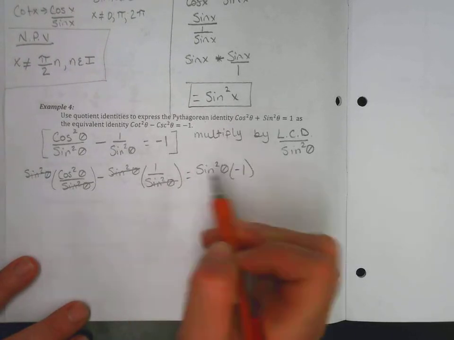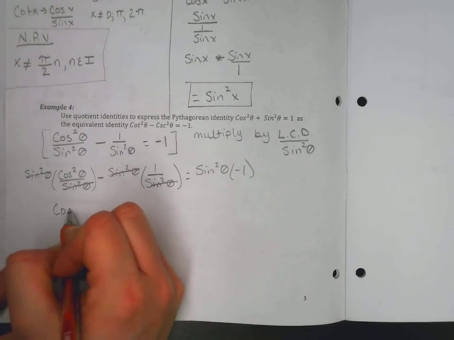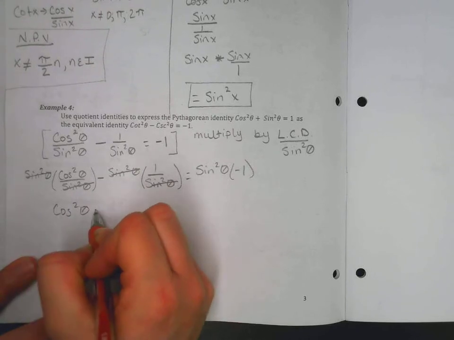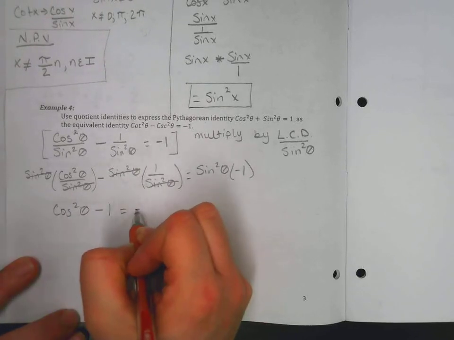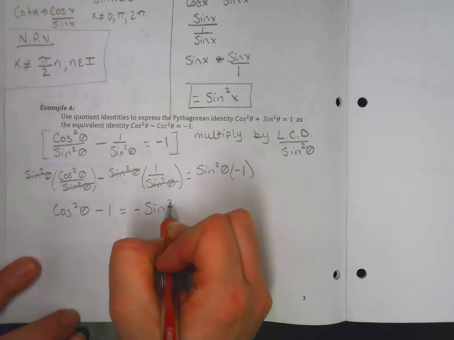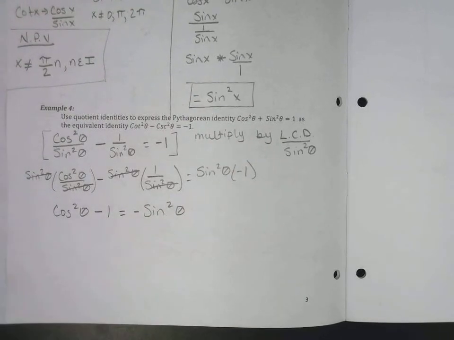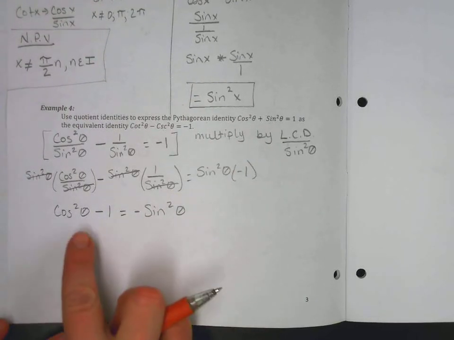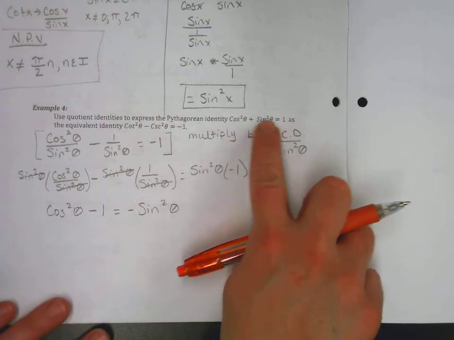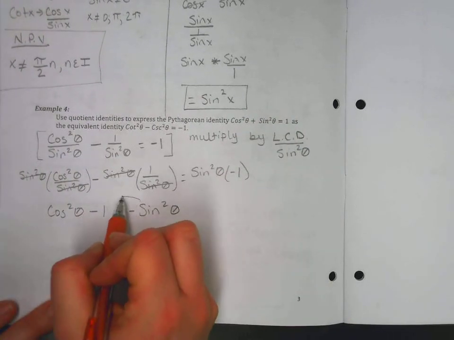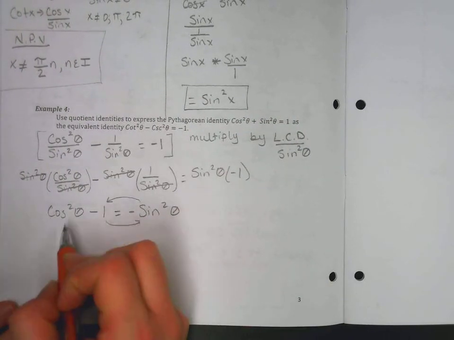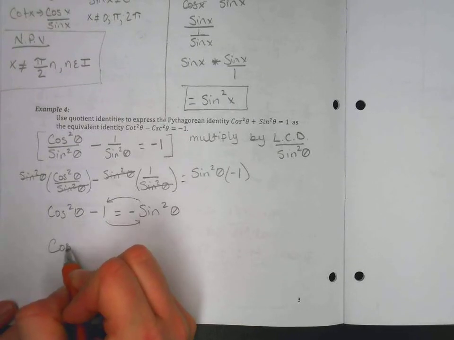Okay, so technically this gives me my Pythagorean identity. If I move this to this side and this to this side, we have cos squared theta plus sine squared theta is equal to 1. So it takes all of these steps to prove that these identities are actually equivalent.